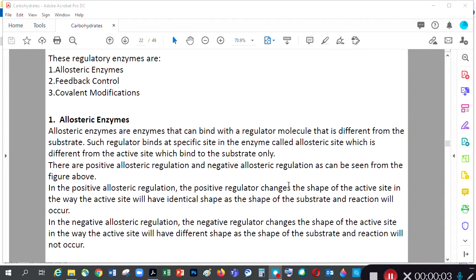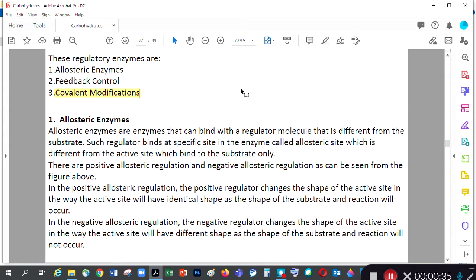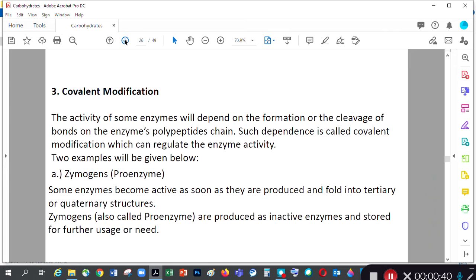This is the second part of Module 20, Enzymes and Vitamins. In Module 1, we discussed that enzymes are regulated by three types of regulation. The first type was discussed in the first part: allosteric enzymes and feedback control. The second part will start with the covalent modification. So let's start with the third type of regulation of the enzyme.